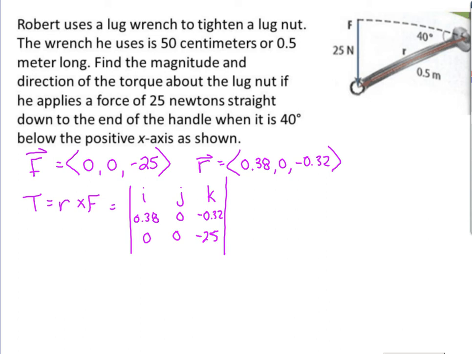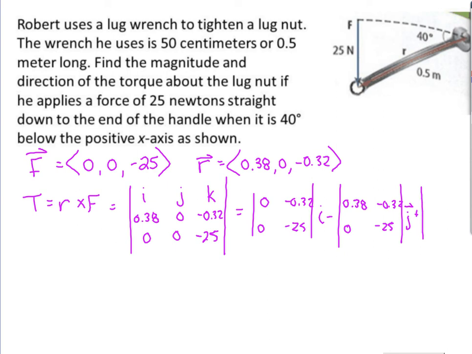Now just like we did in part A, if we're looking at vector i, we're going to ignore its column and use the other part, so we need to find the determinant of 0, negative 0.32, 0, and negative 25, and multiply that times vector i. Minus, if we're looking at j, we're going to ignore that column, so 0.38, negative 0.32, 0, and negative 25 times j. Plus, if we're using k, we're going to ignore that column, so we're going to do 0.38, 0, 0, and 0, and multiply that by vector k.